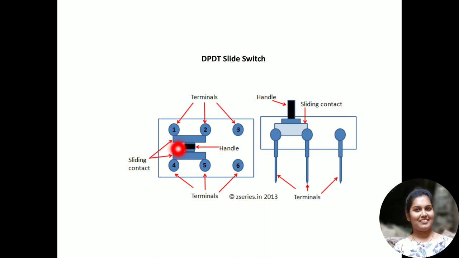So when we move the handle between any of these terminals, whatever terminal the handle or the sliding contact touches, that respective electrical circuit will come into action. Okay, so here we have 6 terminals, and from 2 contacts up to 6 contacts, different circuits can be connected.